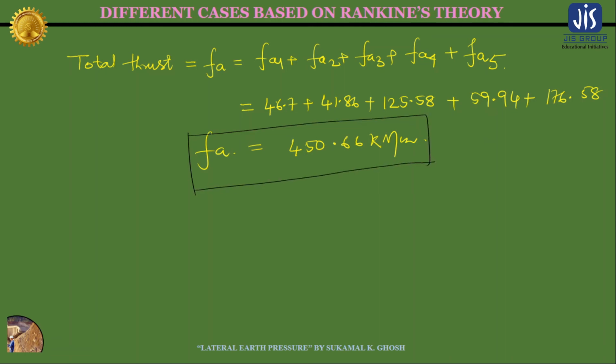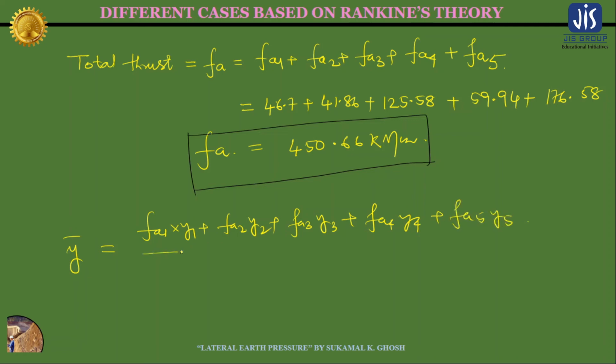Now what will be the location of this thrust? See, suppose the location of the thrust is y bar, which can be given as Fa1 into y1 plus Fa2 into y2 plus Fa3 into y3 plus Fa4 into y4 plus Fa5 into y5, divided by Fa1 plus Fa2 plus Fa3 plus Fa4 plus Fa5.